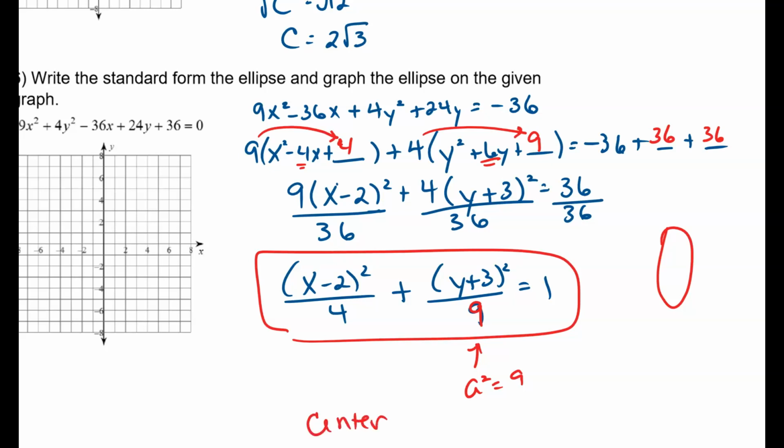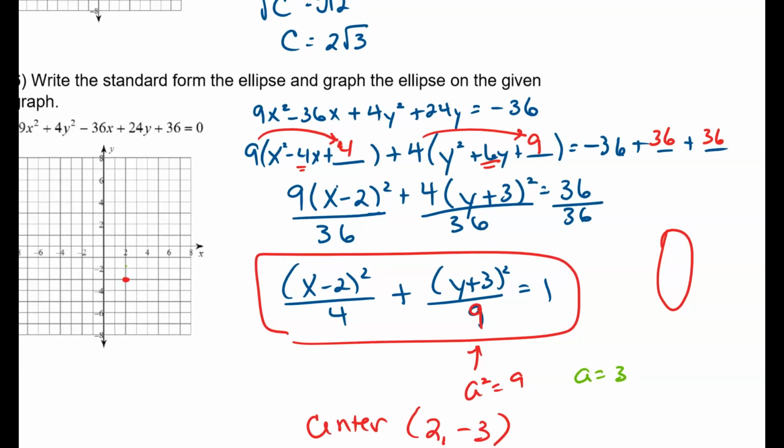Well, I need to know the center. So I pull that out and I get 2, negative 3. So I go to 2 and then down here to negative 3. Then I'm going to use A, and A this time is going to equal 3. I'm going to go up 3 and down 3 to get my vertices. So we go 1, 2, 3, and then 1, 2, 3. Guys, that's a distance that stretches vertically.